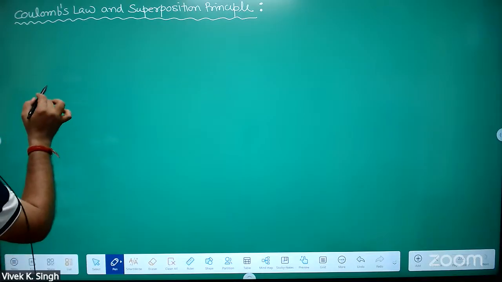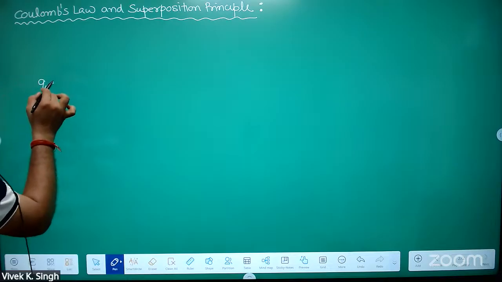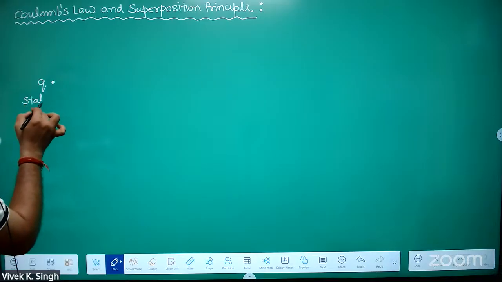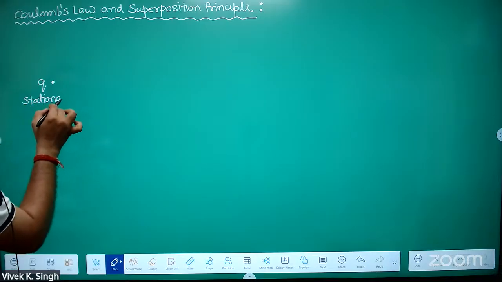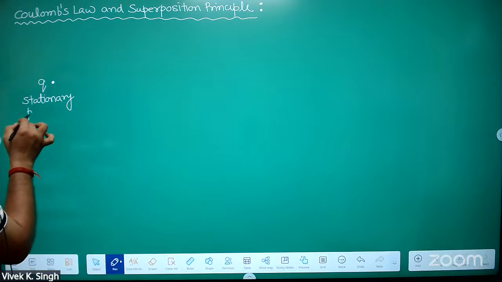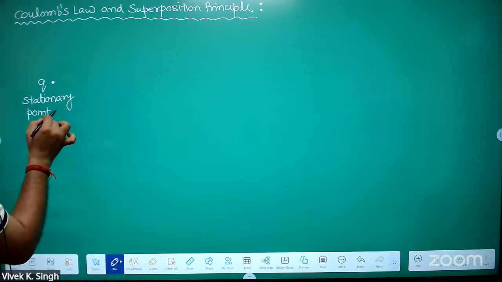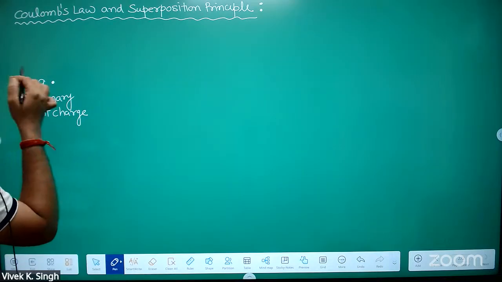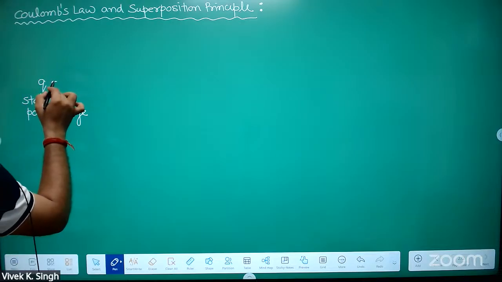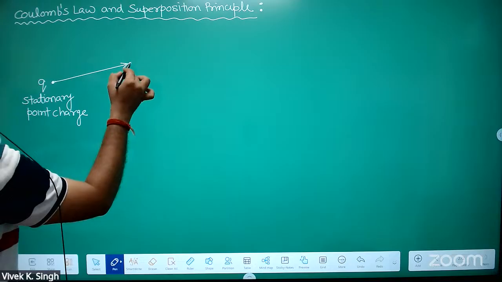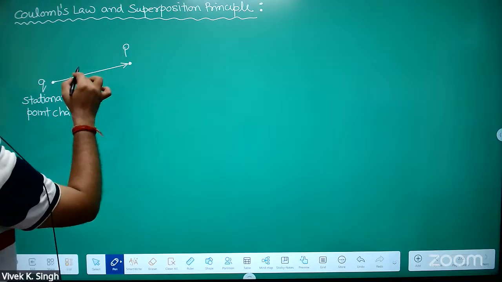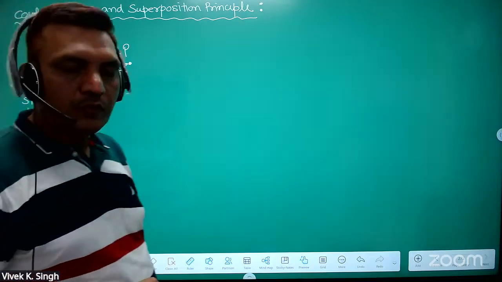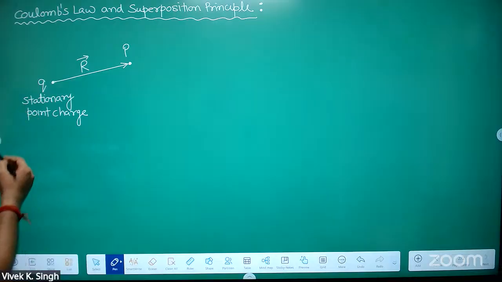So let us consider we have a stationary point charge Q. This is a stationary point charge. And let's say at any point P, r distance away, you have to find what will be the electric field due to this point charge Q.